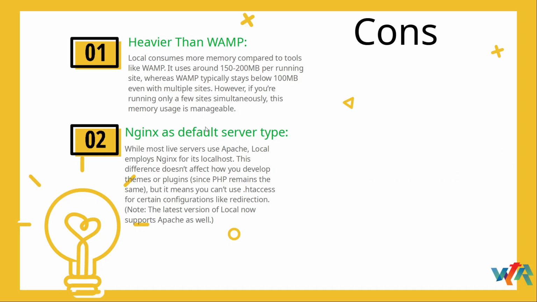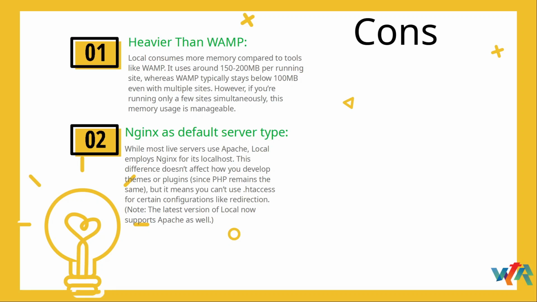Cons: heavier than WAMP. Local consumes more memory compared to tools like WAMP. It uses around 150 to 200 MB per running site, whereas WAMP typically stays below 100 megabytes, even with multiple sites. However, if you are running only a few sites simultaneously, this memory usage is manageable.